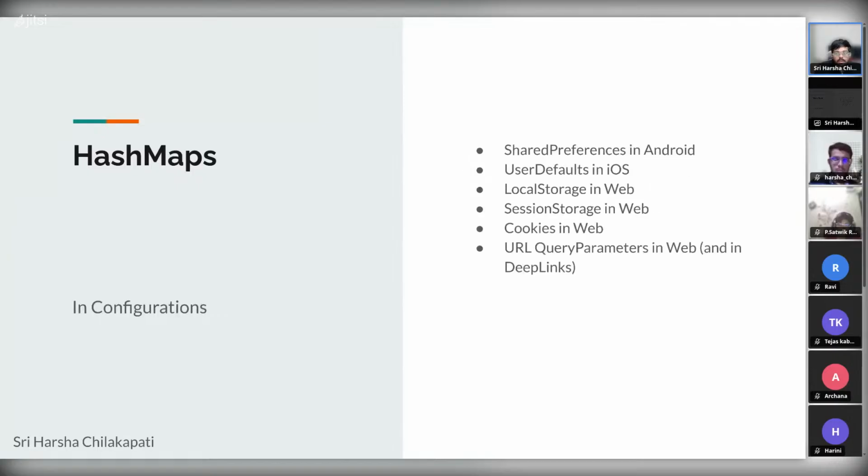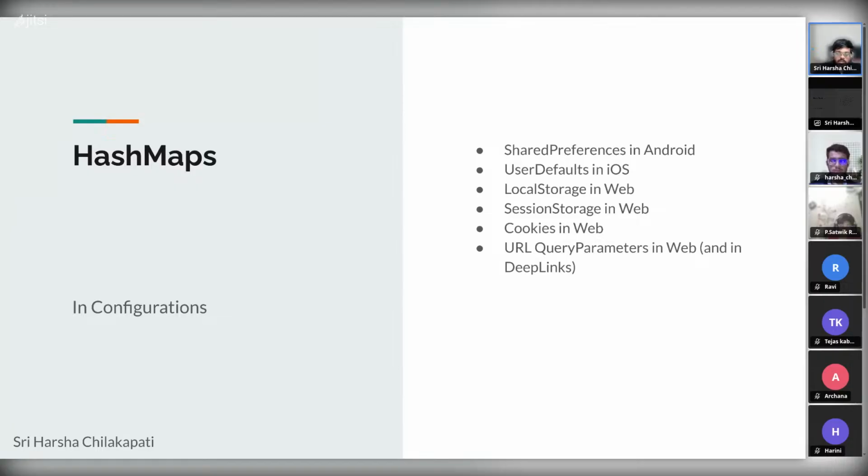So let's continue. In configurations, which are for your configs, your preferences, they're used in Android. Hash maps are used in shared preferences. In iOS, the shared preference equivalent for settings is called user defaults. In web, there are three: local storage, session storage, and cookies. All of them use hash maps. And again, on web, every URL can have query parameters, and these query parameters are exposed as a hash map in JavaScript.